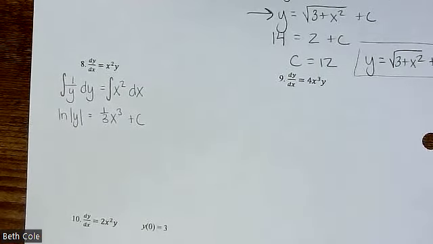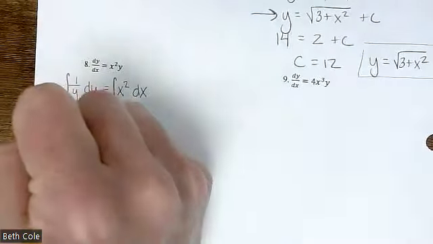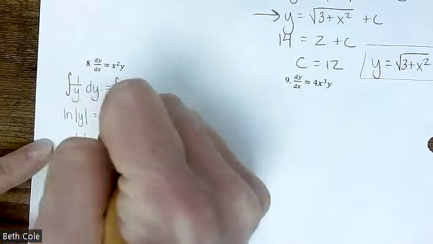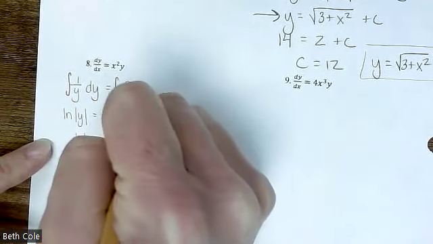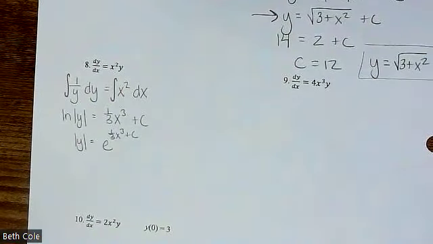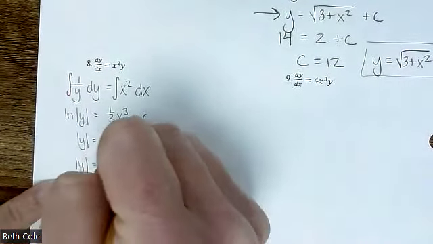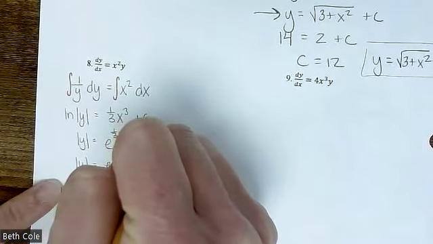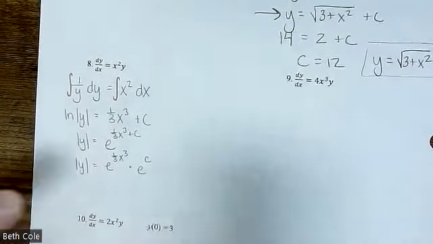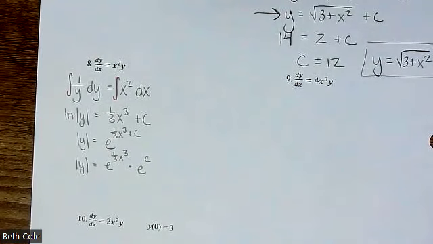So how do you cancel out ln? E. Okay, so it's going to be absolute value of y equals e to the power of all of that stuff. Now you can separate that into e to the 1/3 x cubed times e to the c. And the reason why is when you multiply, you add your exponents. I just did that backwards and I separated it into 2 different parts. Like, you see that and let that sink in? Did you see what I did there?